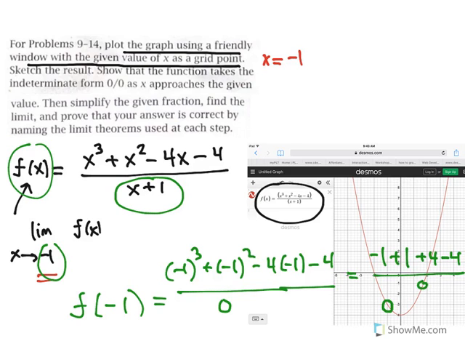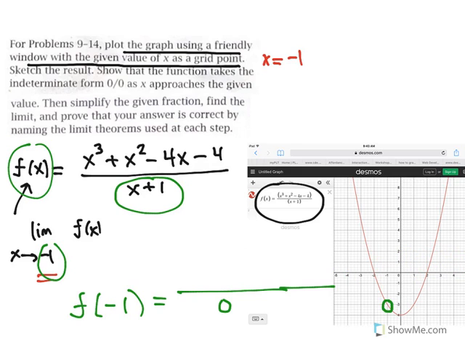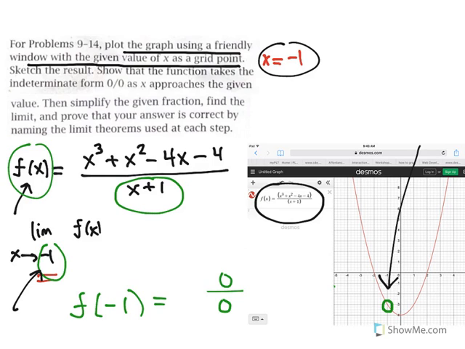The numerator would also be 0 if you were to evaluate it at x equals -1. So you get this indeterminate form, 0 over 0, and that's what the instructions are asking us to show. It says, plot the graph using a friendly window with the given value of x as a grid point. The given value of x is -1 because that's where we're taking the limit. And this is the graph that you get, with a gap at x equals -1. Sketch the result. You see the graph here. Show that the function takes the indeterminate form 0 over 0 as x approaches the given value. There it is. Simplify the given fraction.